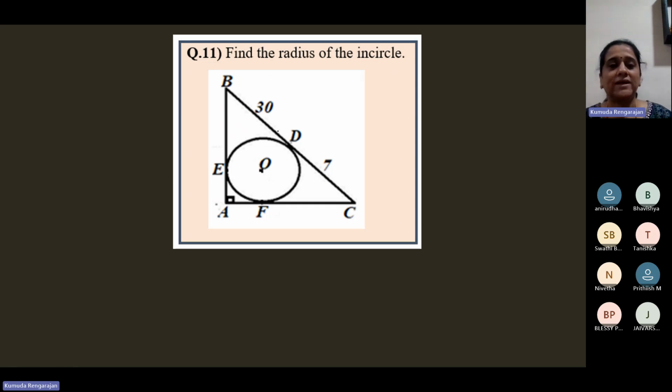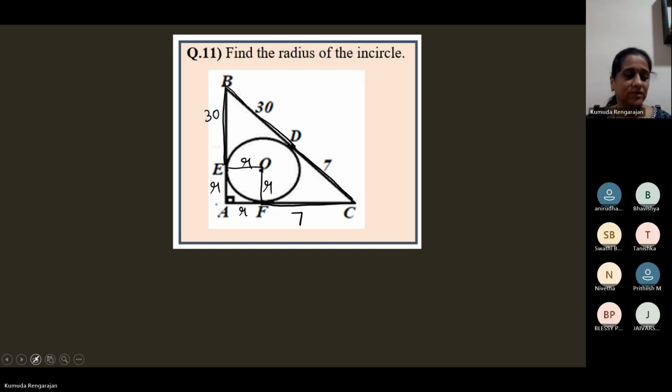Let me continue. So here again, find the radius of the inner circle. You have to join and prove that this is a square, with sides R, R, R, R. BD is 30, so BE is 30. CD is 7, so CF is 7. Now connect the sides using Pythagoras theorem.